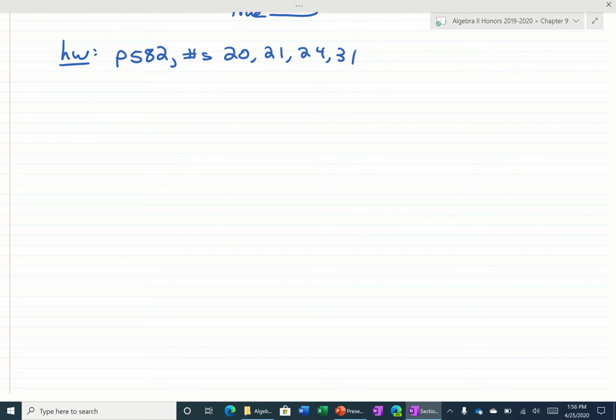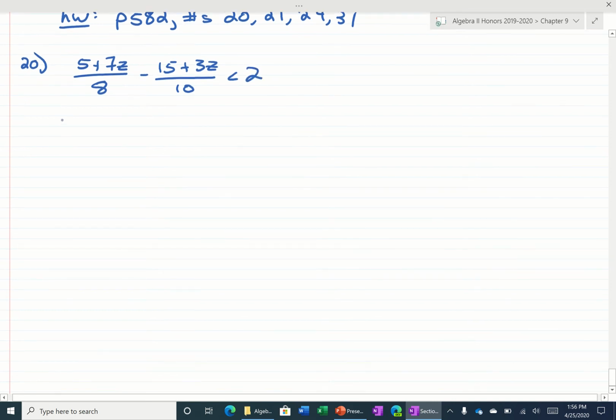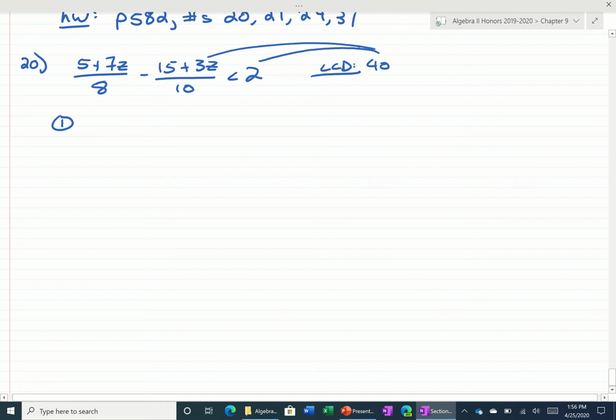Let's see here. So number 20. Number 20, it says 5 plus 7z over 8 minus 15 plus 3z over 10 is less than 2. Alright, so step 1, we're going to solve it like an equation. And the LCD between 8 and 10 would be 40. So we're going to solve this like an equation. I'm going to multiply everything by 40.